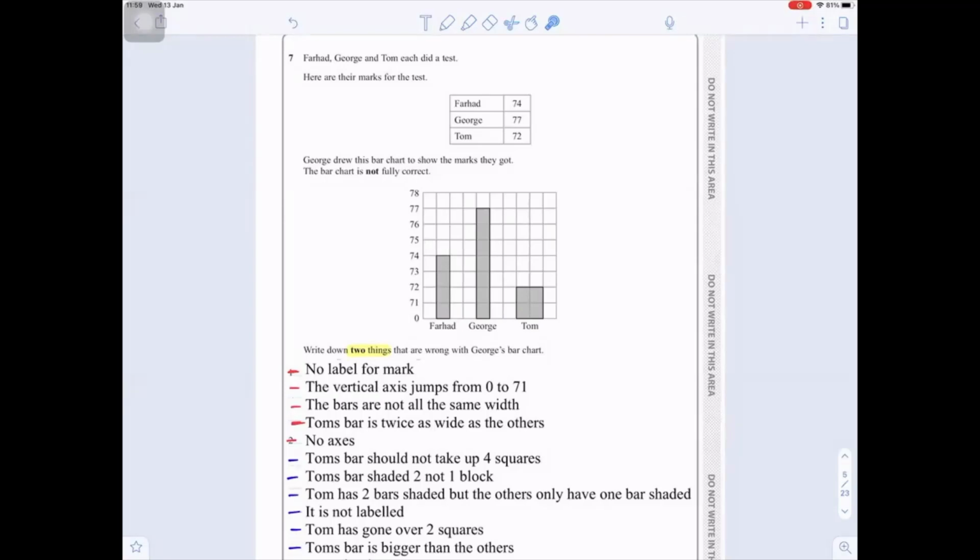Or you can say Tom's bar is twice as wide. So these 2 are a similar thing. Or another reason you can say is there's no axis, or Tom's bar should not take up 4 squares. So those are some of the reasons which you can put, and you pick 2 of them and you get the mark.